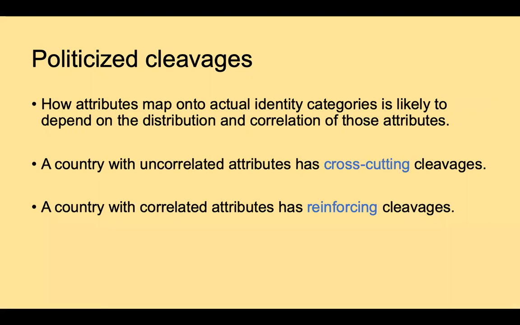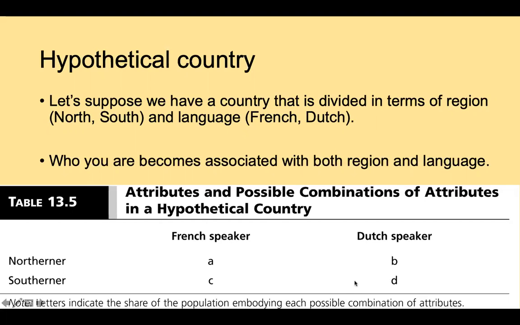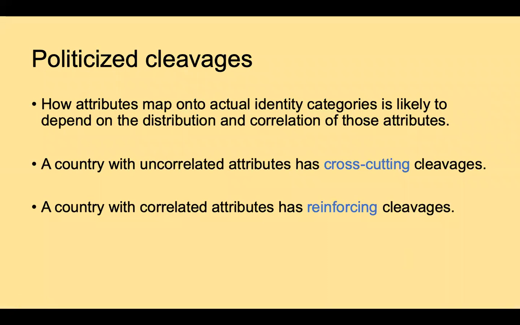Now, in that hypothetical example that I gave you, we didn't actually indicate the relative distribution of the different types of speakers in the different groups. So notice that we have four groups, A, B, C, and D. And for all intents and purposes, we can assume that they are equally represented or equally numerous, meaning maybe the French speakers in the North are 25%, the Southern French speakers are 25%, the Northern Dutch speakers are 25%, the Southern Dutch speakers are 25%. But in the real world, how the attributes map onto actual identity depends on the distribution of the attributes. So it's actually unlikely that any given country will have a perfect, evenly distributed set of speakers in attribute groups. It's unlikely that those distributions will be even in the different categories.